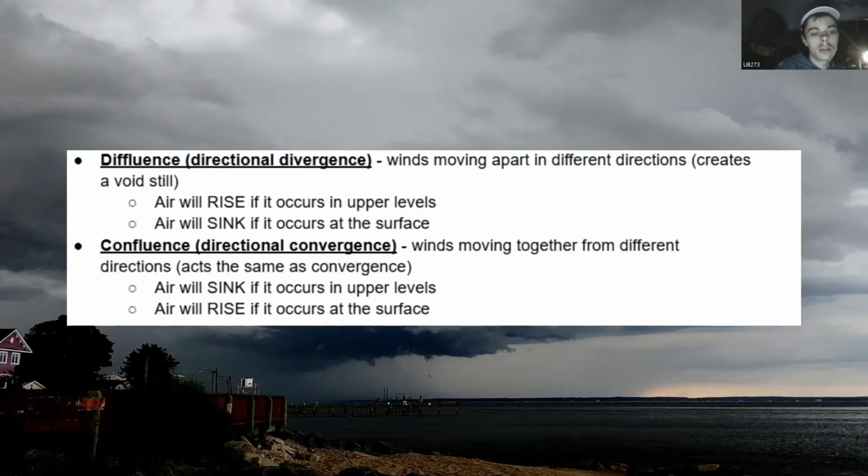Confluence is directional convergence. So it's going to be more like an upside down V going together. Winds moving together from different directions. And both of these still act the same way as convergence and divergence did, but the only difference is that it's coming or going from different directions. So in this case, if we're having something like this at the upper levels, air will sink. If this is happening at the surface, air is going to rise because it can't sink. If you think about it, it can't sink because there's just ground below. Not possible. So air is only going to move where it can, right?